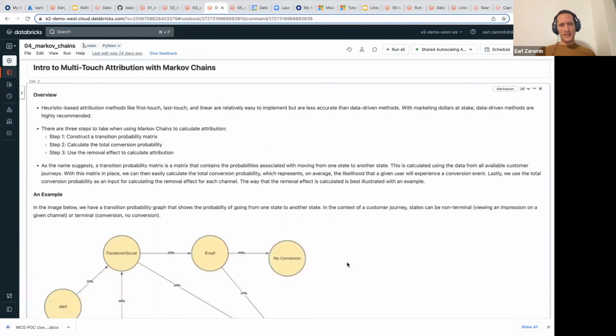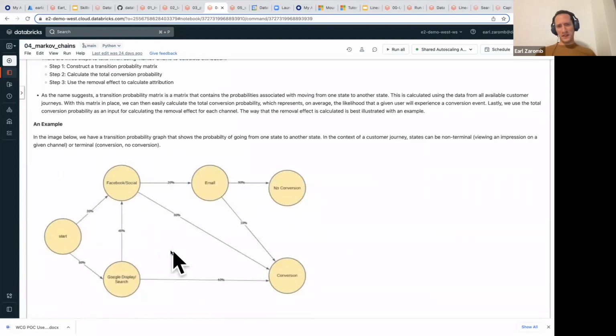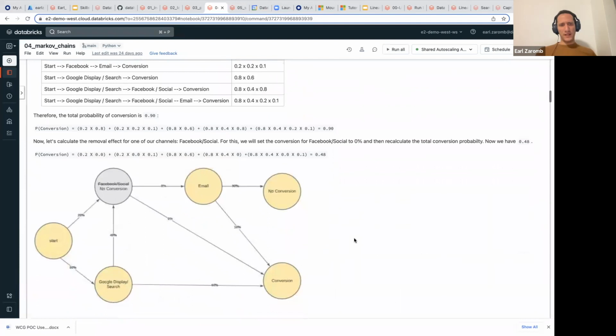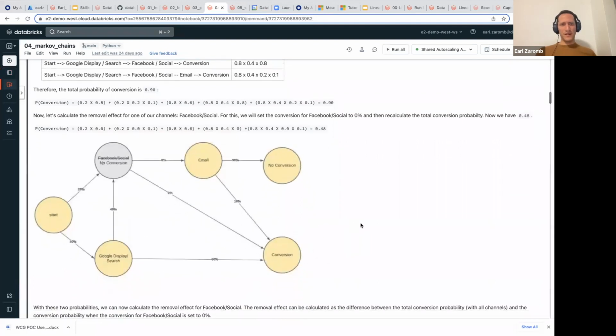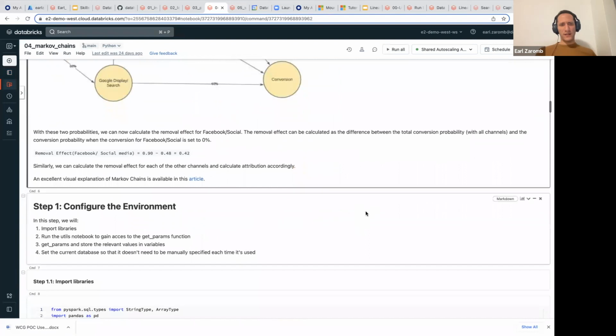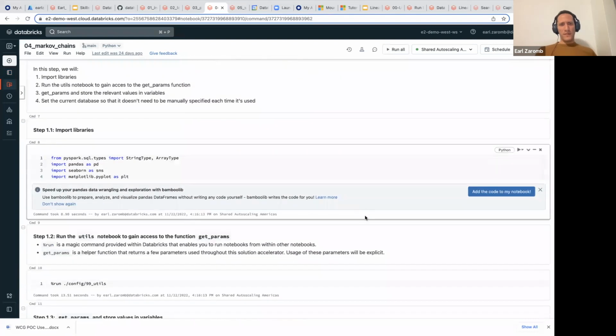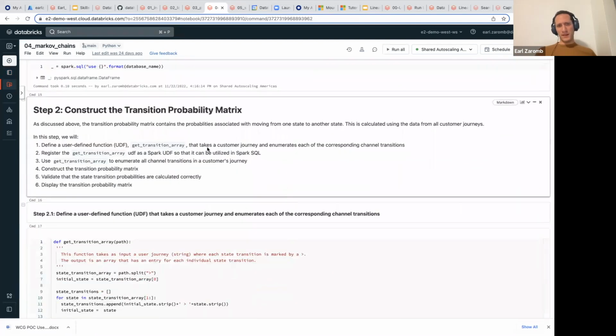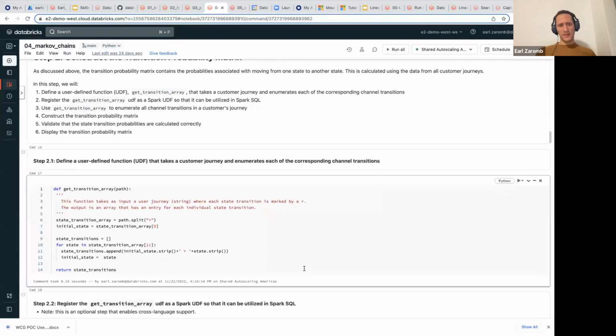We have some nice explanations here which are very similar to what I just showed you in the slides, just to explain some of the theory behind it: looking at individual channels and how to remove the effects of an individual channel, and then make those calculations. We're going to do a couple of different steps, the first step being the transition probability matrix. We're creating some functions in Python that are going to parse out each of the state transitions, which is going from one state to the next.